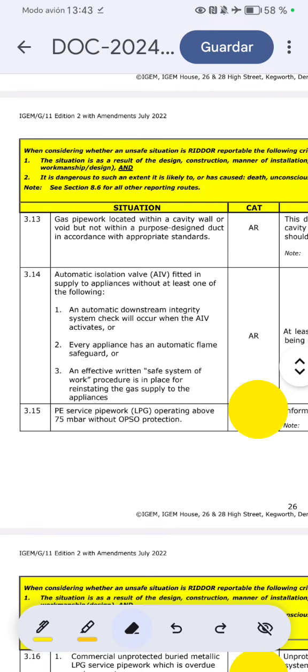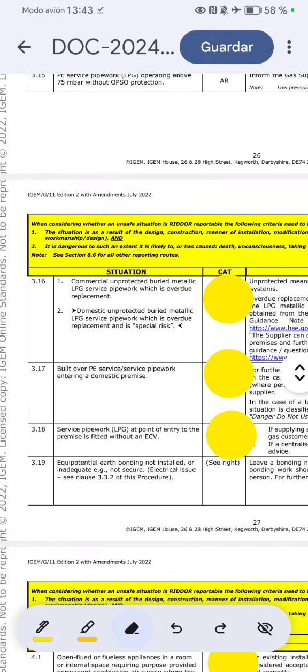PE service pipework, LPG, operating above 75 mil. At risk. No. Commercial unprotected buried metallic LPG service pipework, which is overdue replacement. Domestic unprotected buried metallic LPG service pipework, which is overdue replacement, and is special risk. I'd say at risk. Built over PE pipework or service pipework entering a domestic premises, at risk again. Service pipework LPG at point of entry to the premises is fitted with an ECV, at risk.